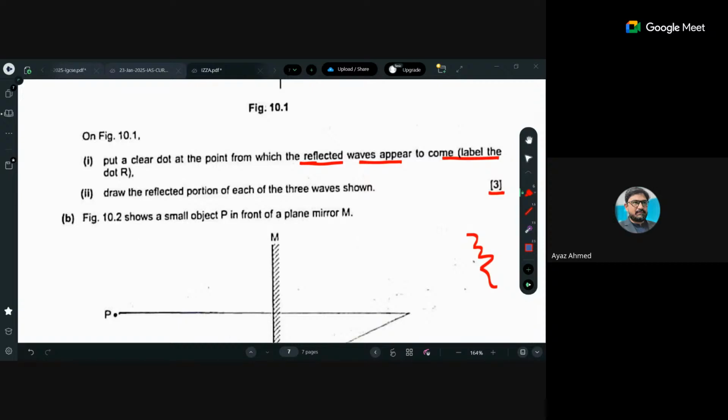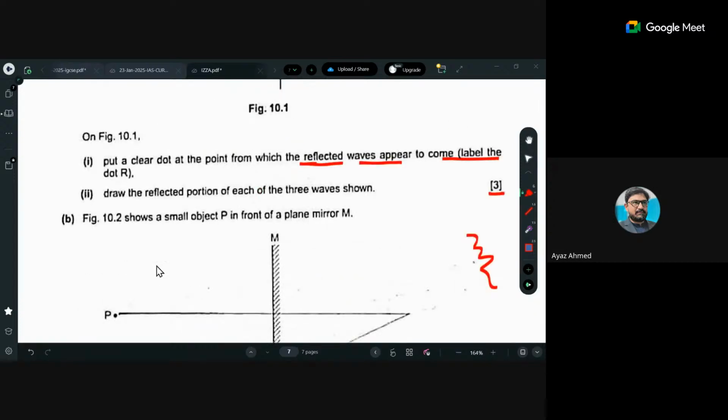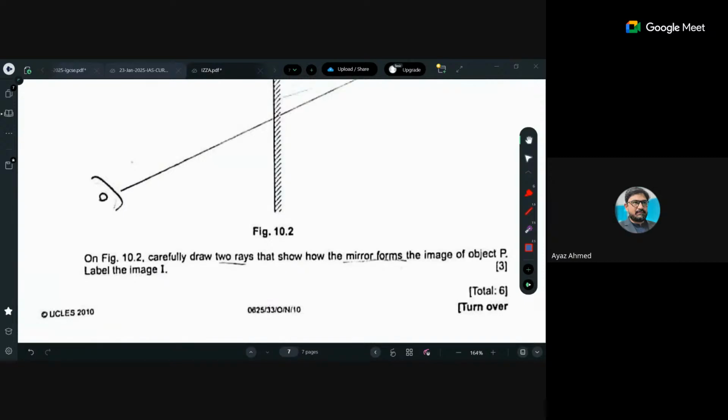It says that figure 10.2 shows a small object P in front of the plane mirror M. This is the object, and this is in front of the plane mirror. On figure 10.2, carefully draw two rays that show how the mirror forms the image of the object P, and label it I. So you have to draw two rays.